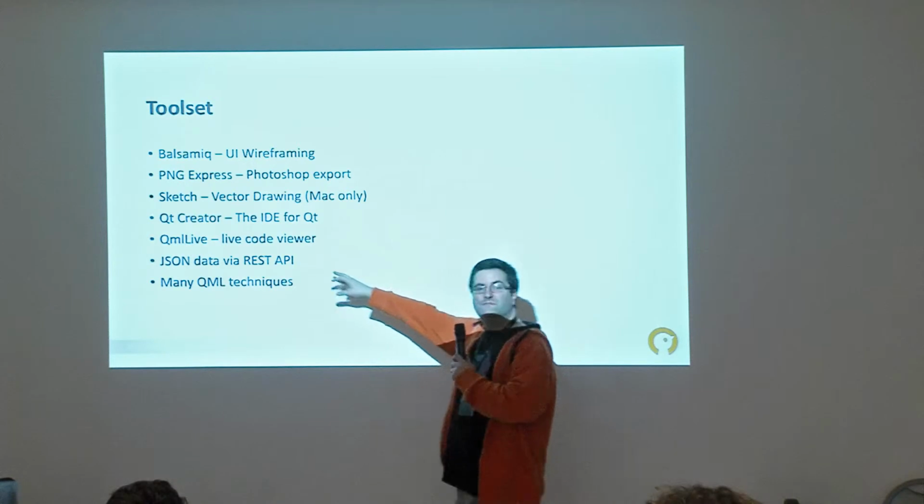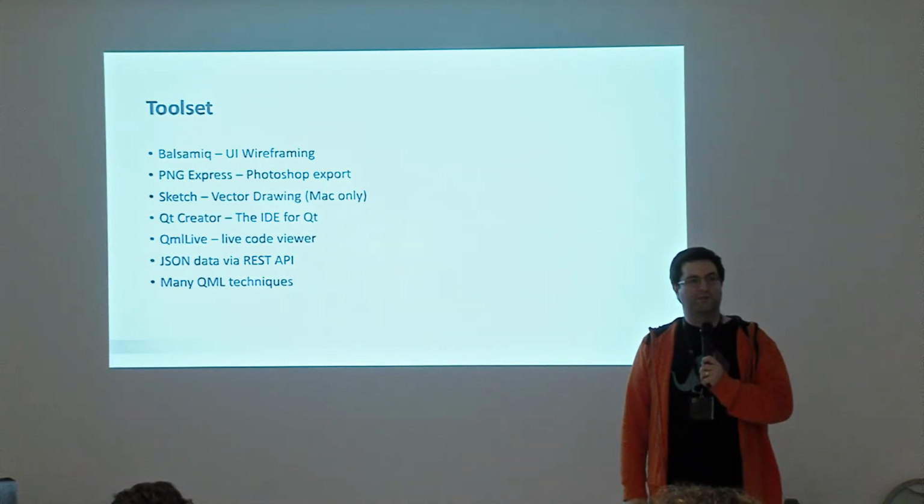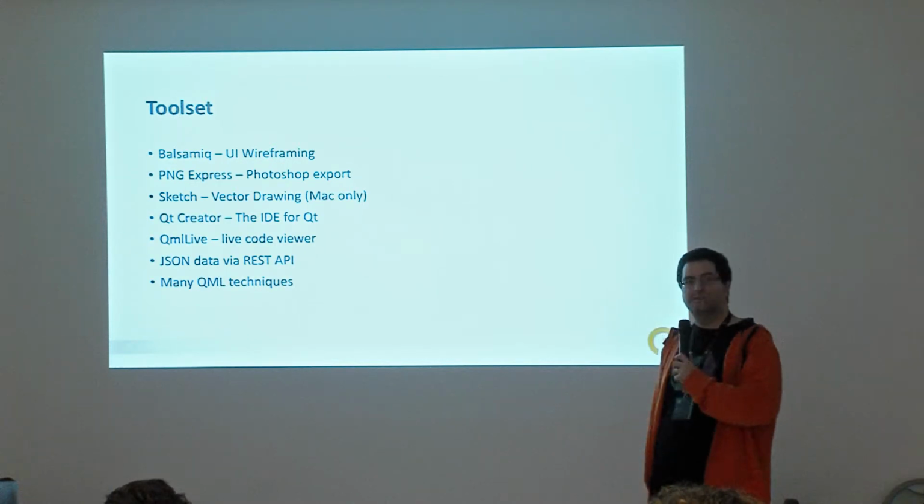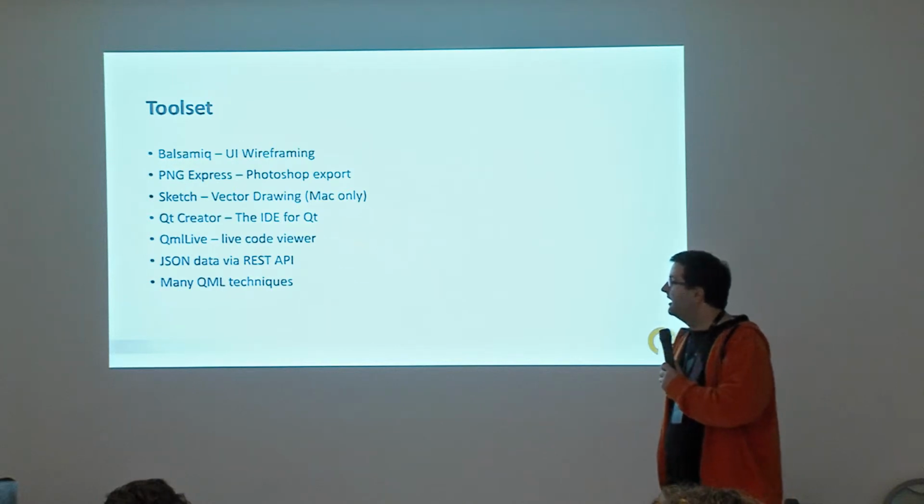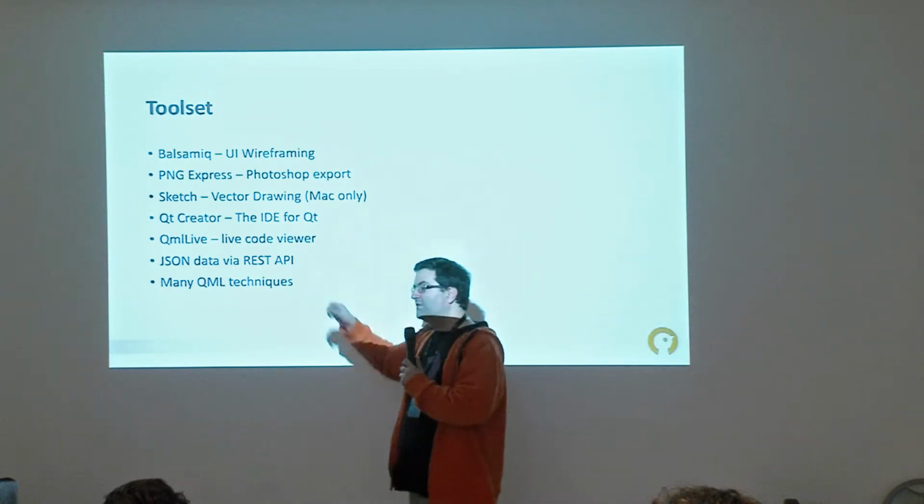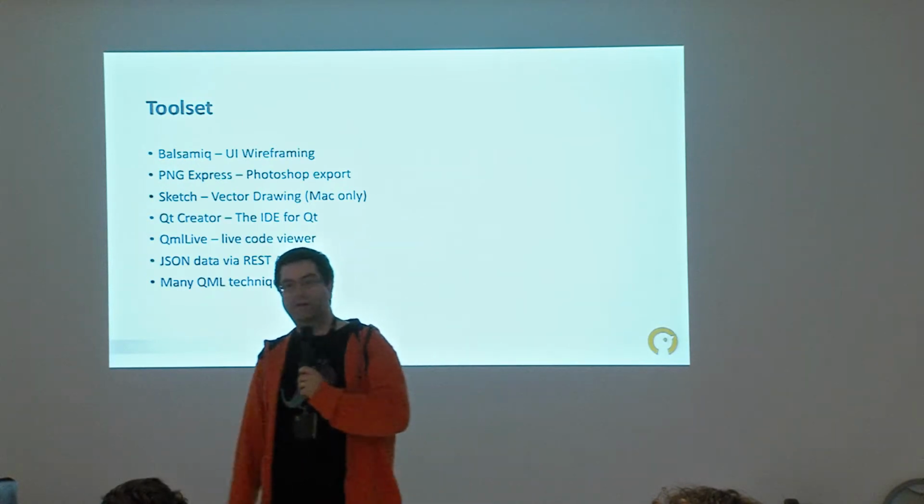We like JSON. JSON is very nice, easy to work with. We usually love to stub backends. It's easy to put real services in there later on. And then I'm going to demonstrate some of the QML technologies that we use in this process to actually get the wireframes up and running.